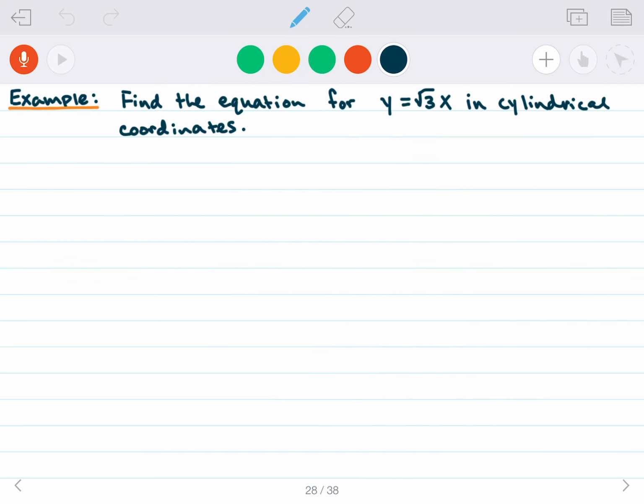So we want to find the equation for y equals root 3 times x in cylindrical coordinates. So we just want to change our x's and y's into r cosine and r sine. So y is r sine theta, and this is equal to root 3 times r cosine theta.